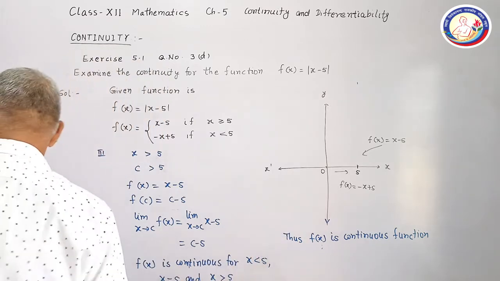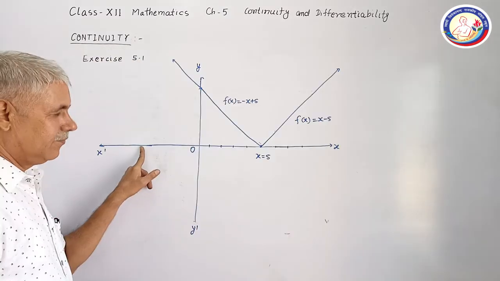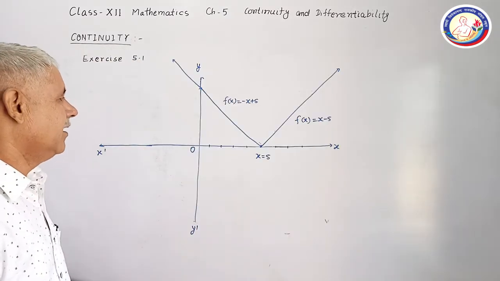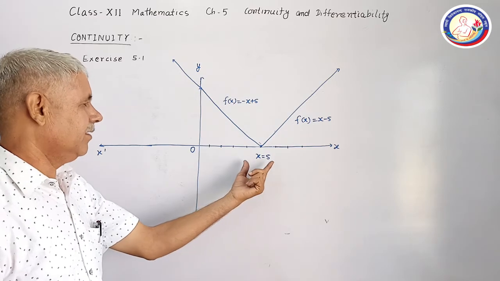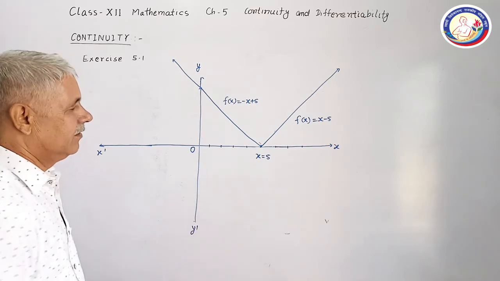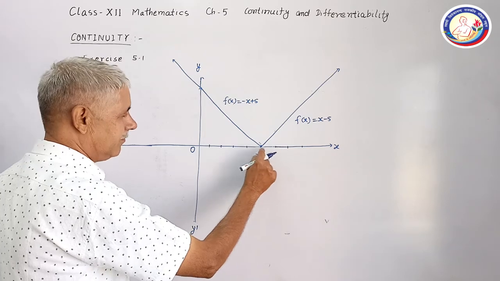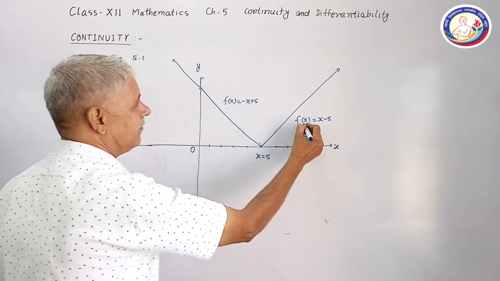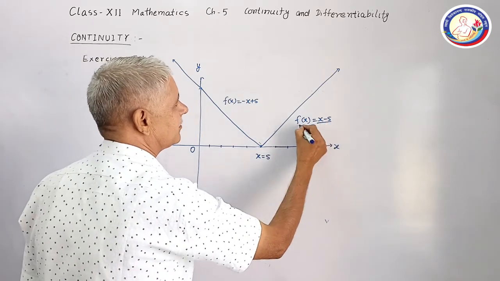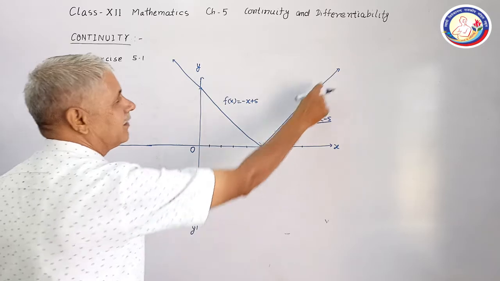So take the next problem. For the purpose of knowledge, I am explaining it by the graphical method. When values of the function are greater than or equal to 5, then the function is given by x minus 5, this, and the graph will be like this.